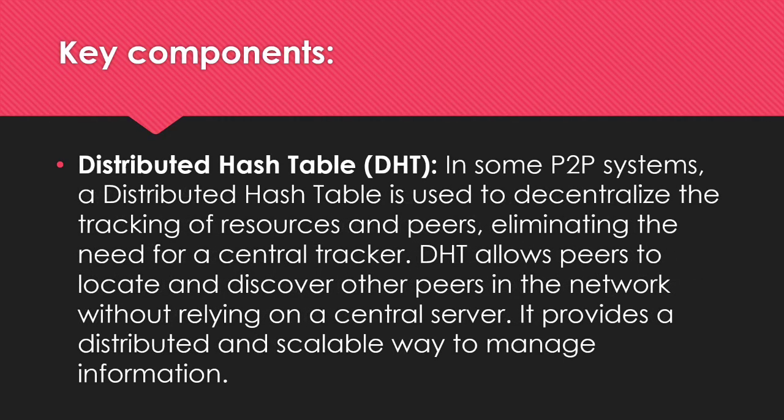Distributed hash table (DHT). In some P2P systems, a distributed hash table is used to decentralize the tracking of resources and peers, eliminating the need for a central tracker. DHT allows peers to locate and discover other peers in the network without relying on a central server. It provides a distributed and scalable way to manage information.